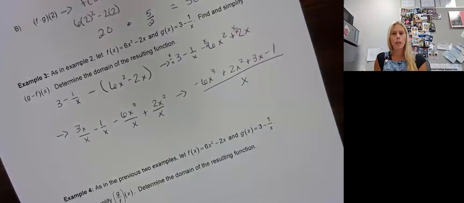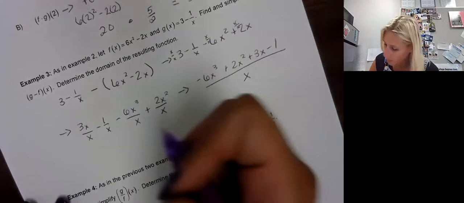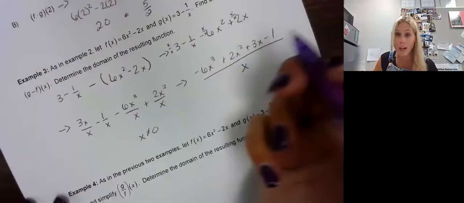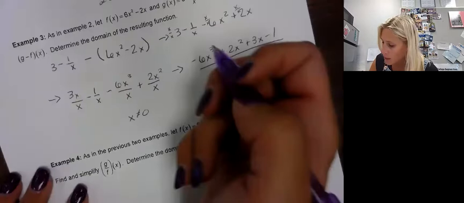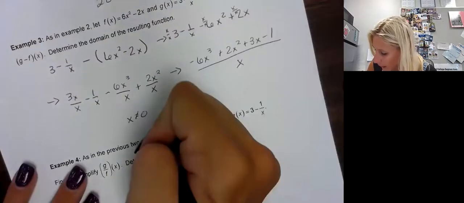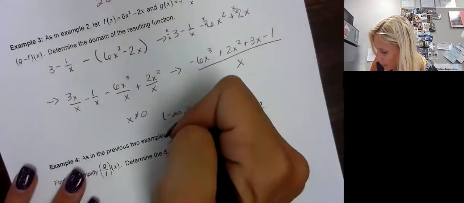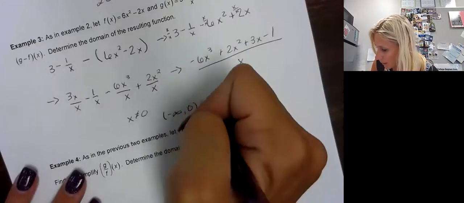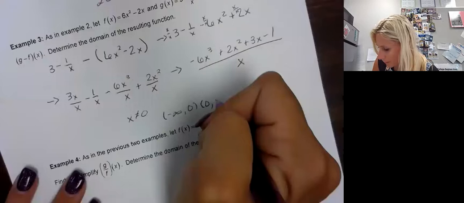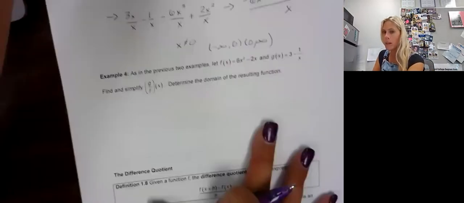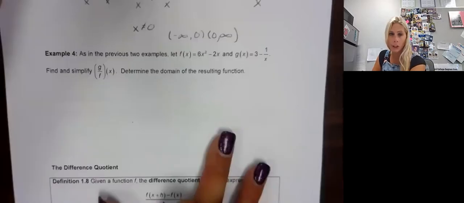Now we can talk about domain. What is it that x cannot be? X cannot equal 0 because we can't divide by 0, remember? So if we were doing interval notation, it would be negative infinity to 0, 0 to infinity. Okay, very good. Example 4, we have division here.